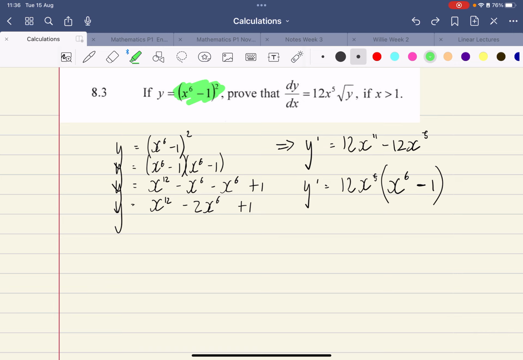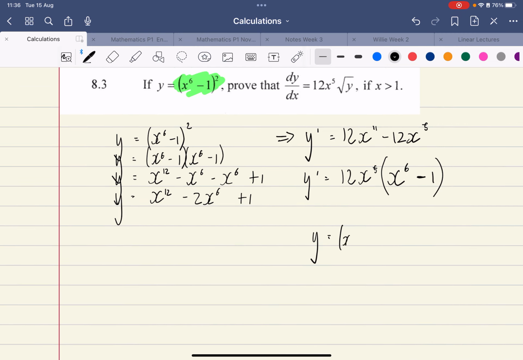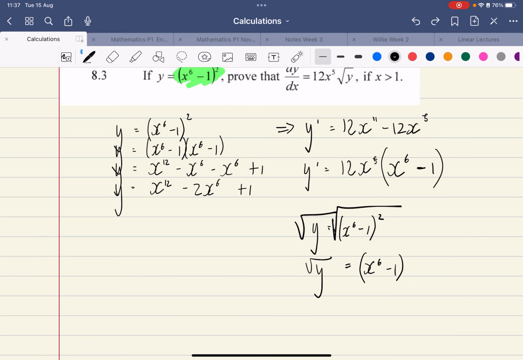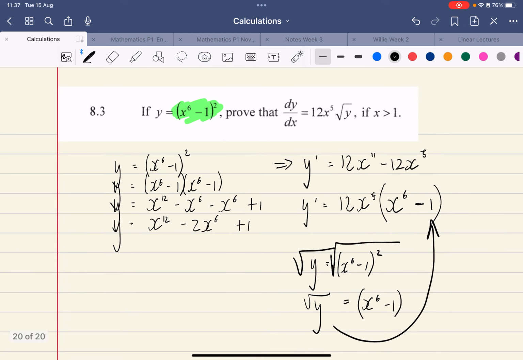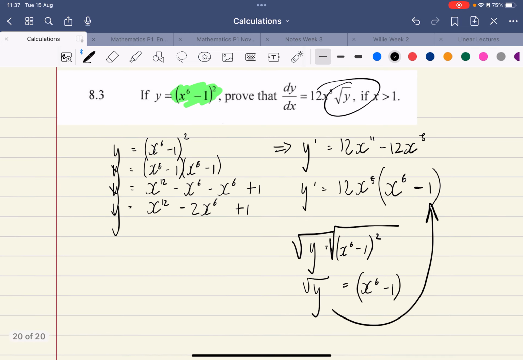Well, if we wanted to get rid of that power of 2, what do you normally do? The inverse of a square is a root. And if y originally equaled (x to the power of 6 minus 1) to the power of 2, if I wanted to get rid of this 2, I'd have taken the root on both sides, and now suddenly root y equals x to the power of 6 minus 1. Exactly what we have here. So doesn't it make sense to sub in root y here to get their root y? Completely. That's just a substitution, and that's fine to do.